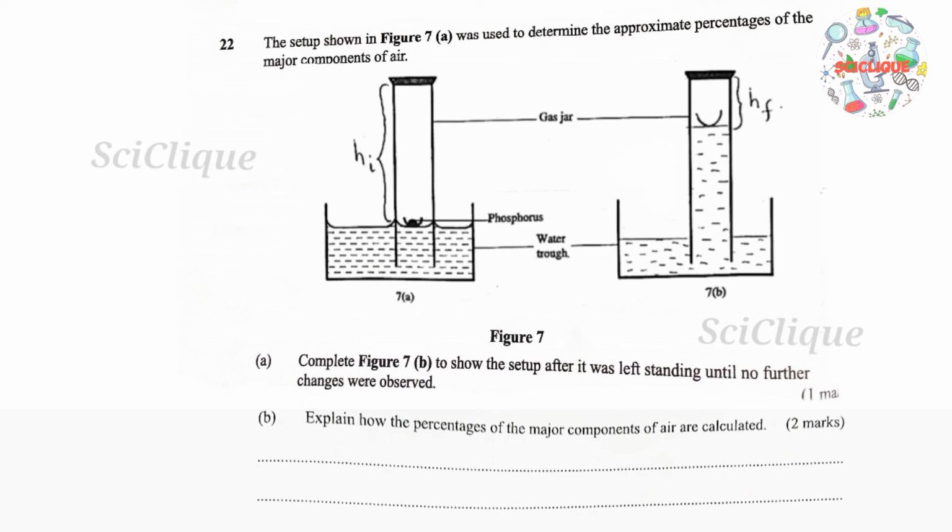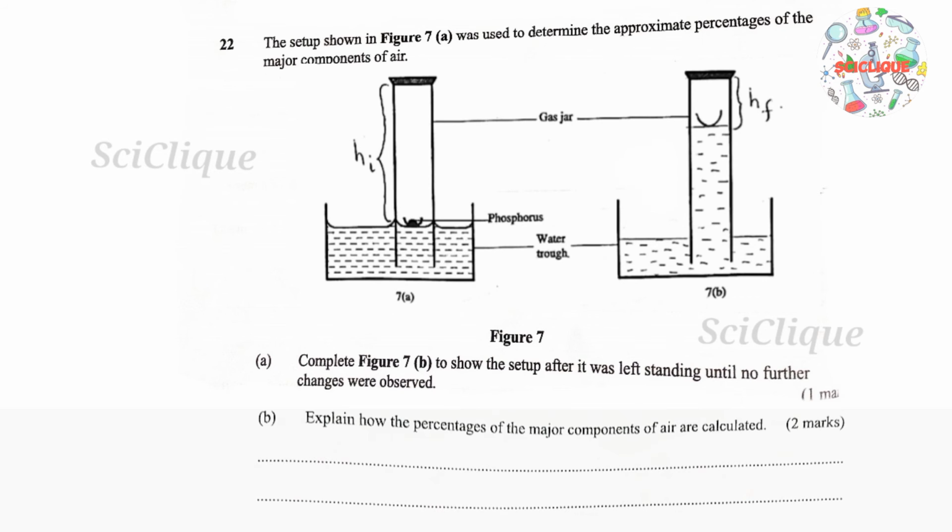Now the reason why it's supposed to be drawn as such is because number one, phosphorus will react with the active part of air, and that is oxygen. Now this will create a partial vacuum in the jar. Now atmospheric pressure will act on the water, causing it to move into the jar. So we should illustrate in our diagram that the volume of water increases within the gas jar and reduces within the water trough.